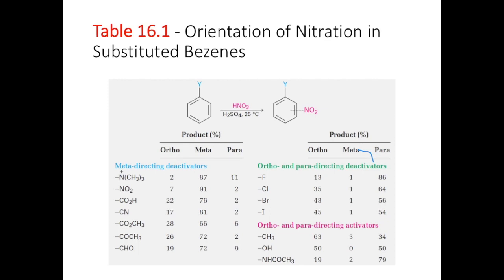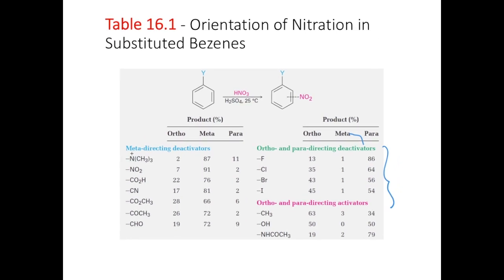And then this is just a table summarizing meta-directors and ortho-para directors. So notice that the meta-directors are all deactivators, but with the ortho-para directors, some are deactivators and most are activators. So the halogens are ortho-para directors because they have a lone pair. So if there's a lone pair on the atom directly bonded to the ring, it's an ortho-para director. But because they withdraw electron density inductively, they are also deactivators.